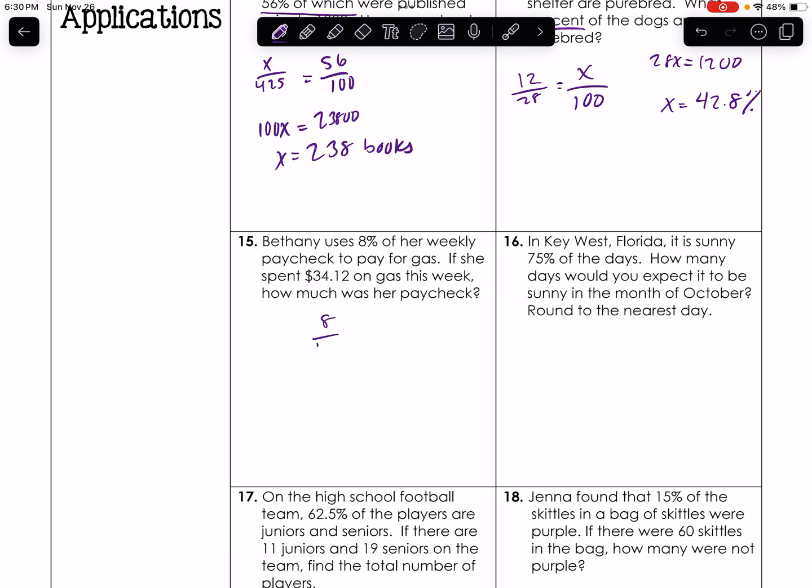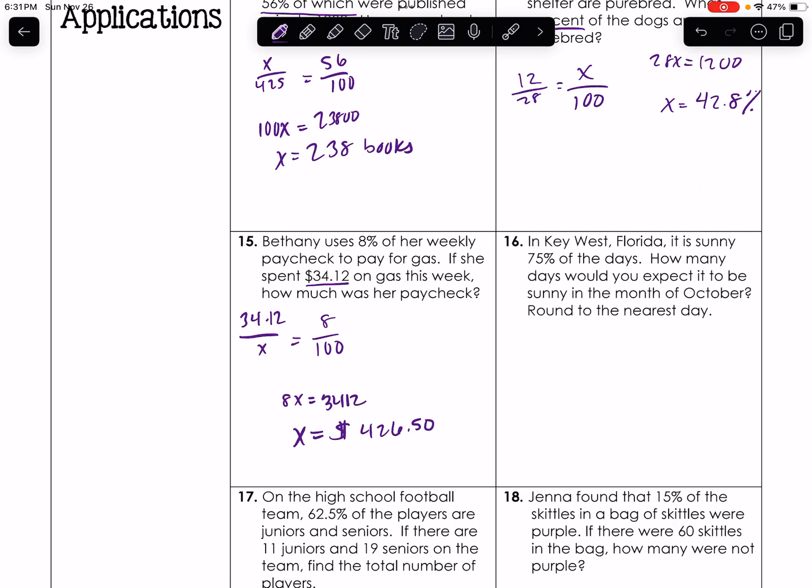Number 15, Bethany uses 8% of her weekly paycheck. So that is a percent over 100. If she spent $34.2 on gas, so that is not her whole paycheck, that's only 8%. So that is a part. We need to find the total, the whole. Okay, so we're going to cross multiply and divide. X equals, it's money, so I'm going to put a dollar sign, $426.50.